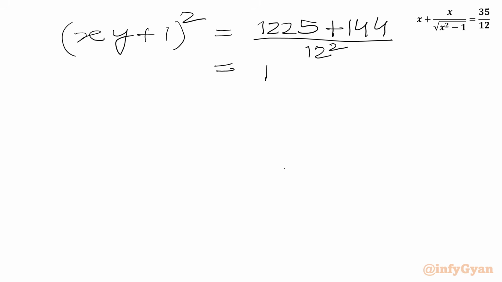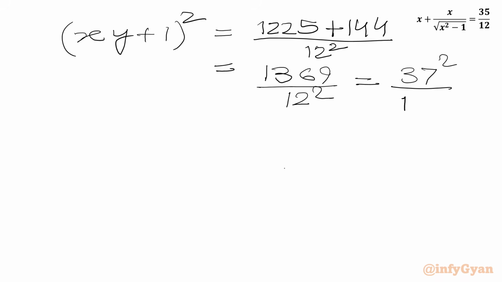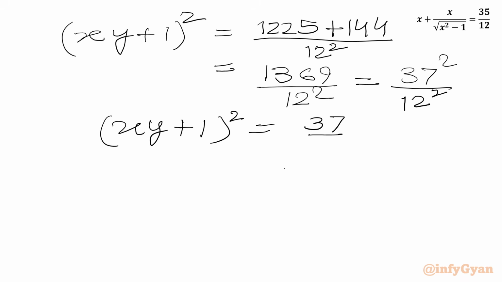We will get 1369 over 12 square. And 1369 is 37 square. So in the denominator we'll write 12 square. So let me write here (xy + 1) whole square equal to (37 over 12) whole square.